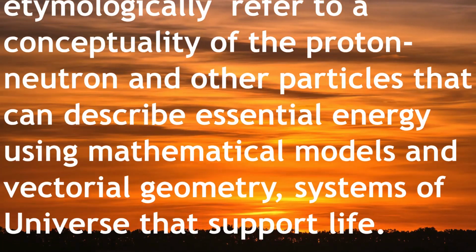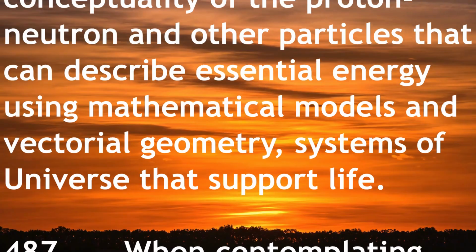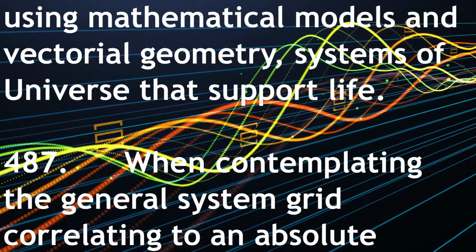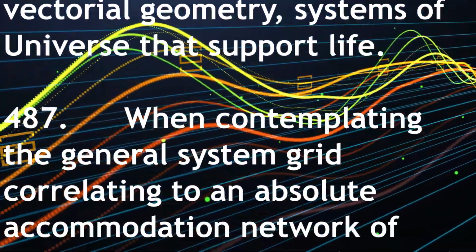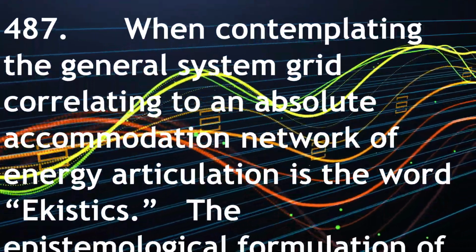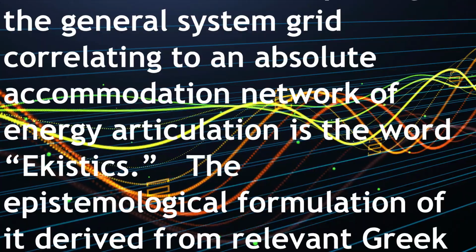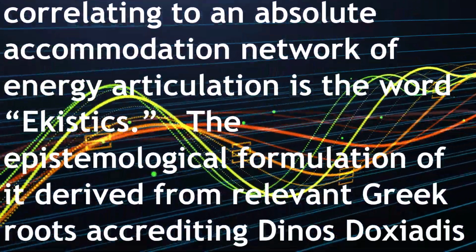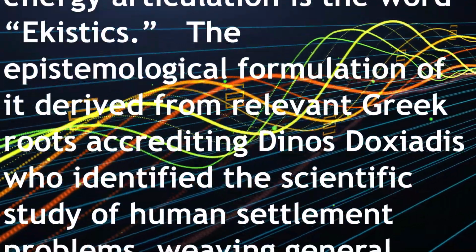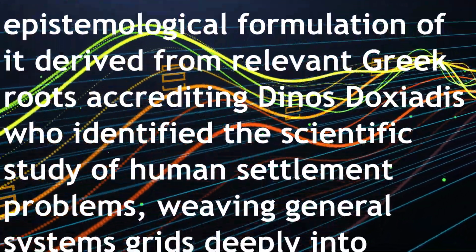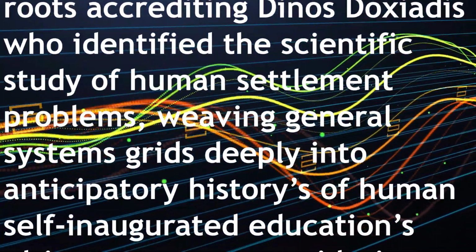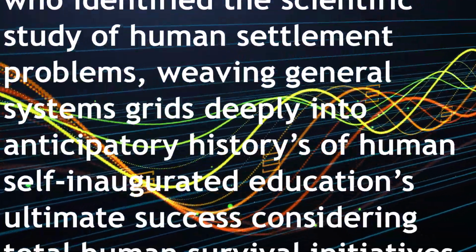When contemplating the general system grid, correlating to an absolute accommodation network of energy articulation is the word ecistics. The epistemological formulation of it derived from relevant Greek roots accrediting Dinos Doxiadis, who identified the scientific study of human settlement problems, weaving general systems grids deeply into anticipatory histories of human self-inaugurated education's ultimate success, considering total human survival initiatives.